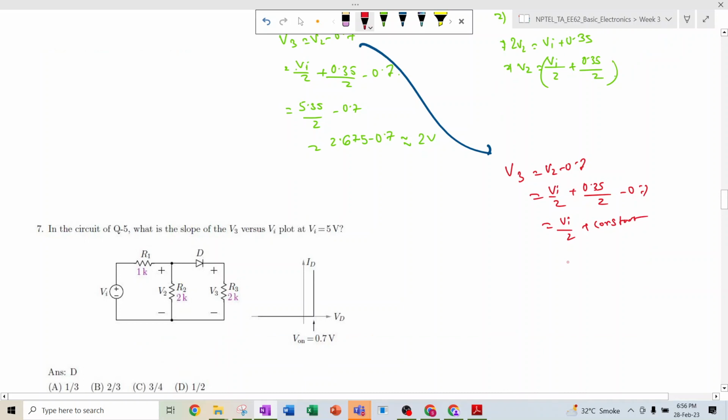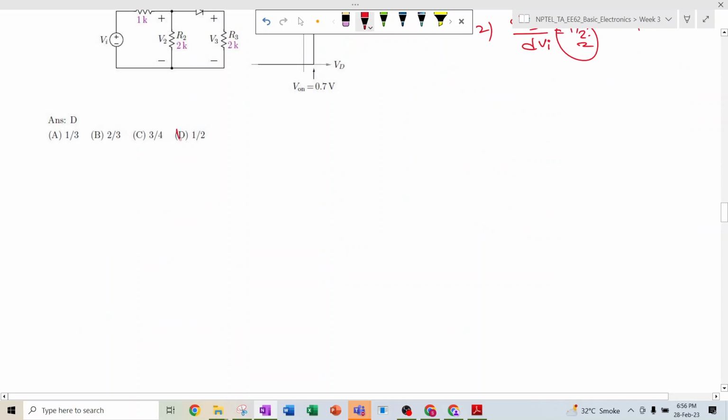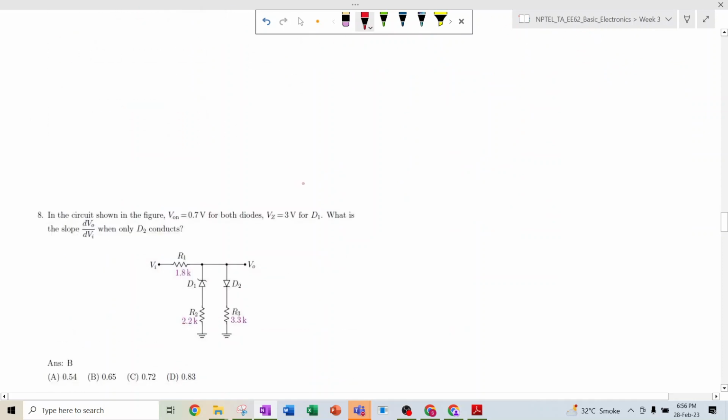So now what is the slope? How can we find the slope? If we do the derivative of V3 with respect to the input, we can get the slope. So this is nothing but half. Or else, if there is an equation like y equals mx plus c, m is the slope, right? So V3 equals half of Vi plus some constant c. So this half will come as the slope. So dV3/dVi is nothing but the slope, which is 1 by 2. So the correct answer will be answer D, which is 1 by 2. Okay.